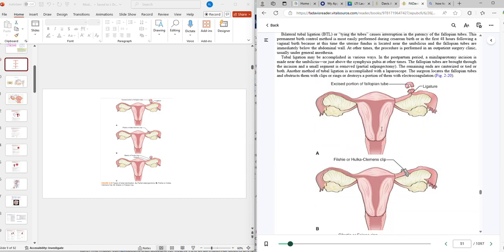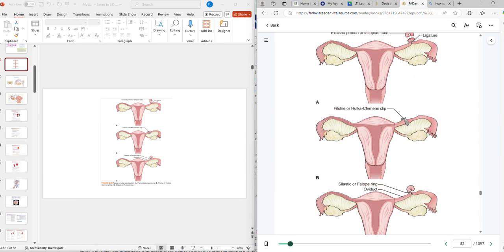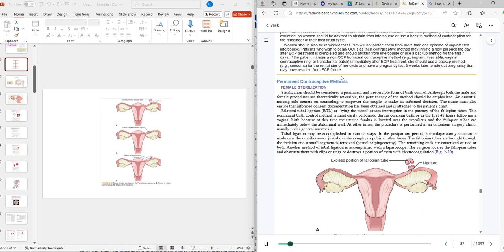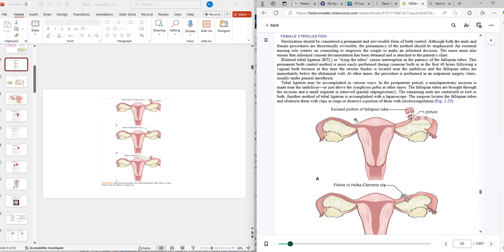Alright, and that is it for the chapter. There's another picture of the different clips. So let's talk about this real quick. One more thing before we end this chapter. Female sterilization. So, tubal ligations, okay? Getting your tubes tied. Bilateral tubal ligations or tying the tubes.